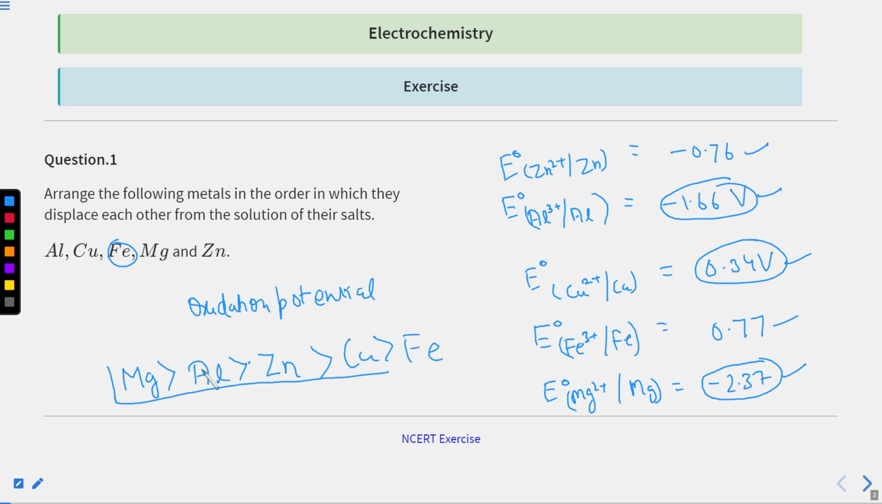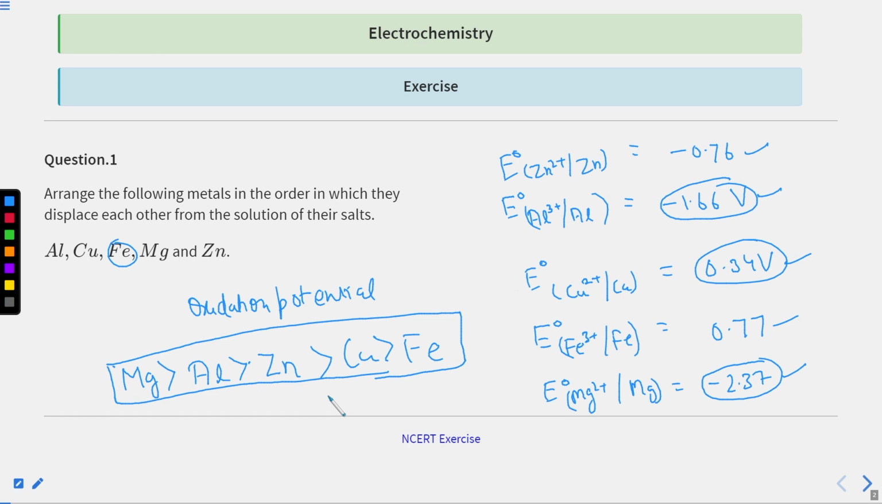Is it clear to you? Did you get my point? What I'm trying to say is, we have to write them in the order such that the one with the greatest tendency to replace the other from the salt comes first. Basically we are forming salts of Al, so it is getting oxidized, Al to Al3 plus.